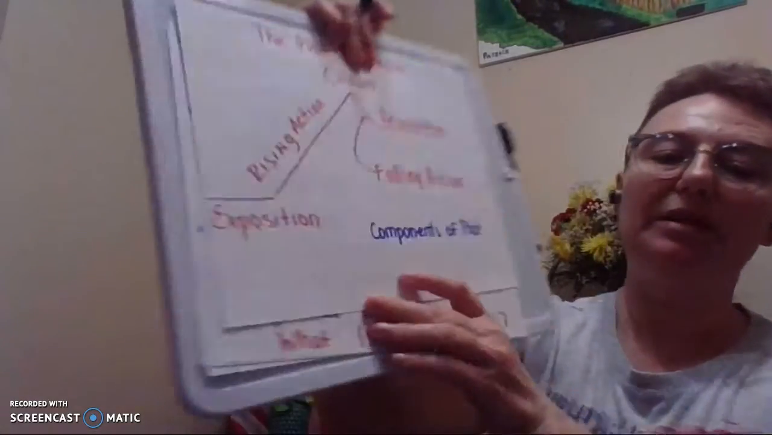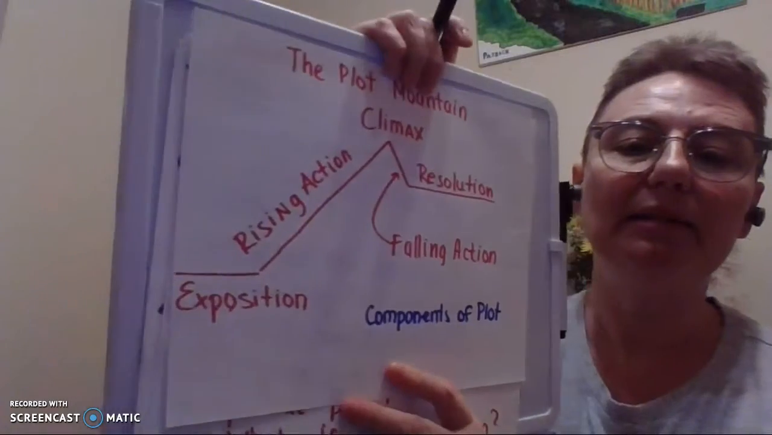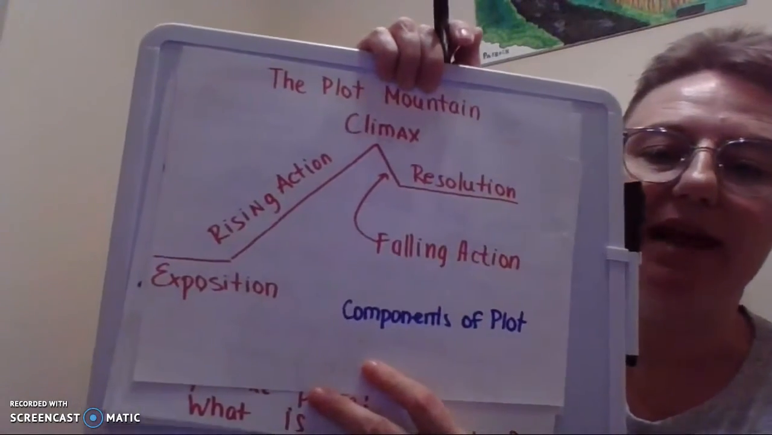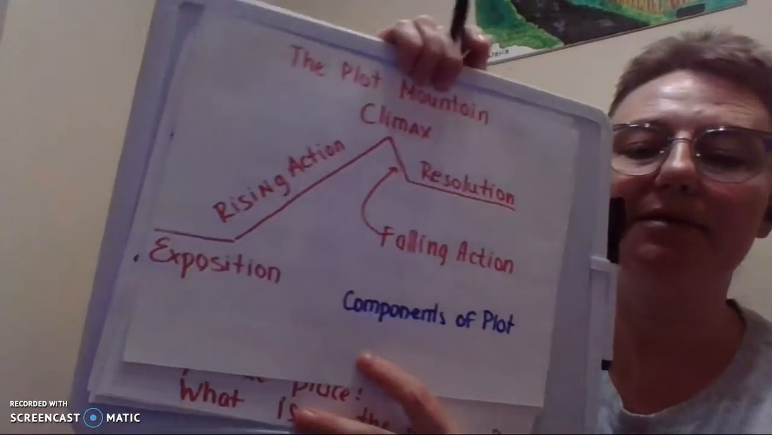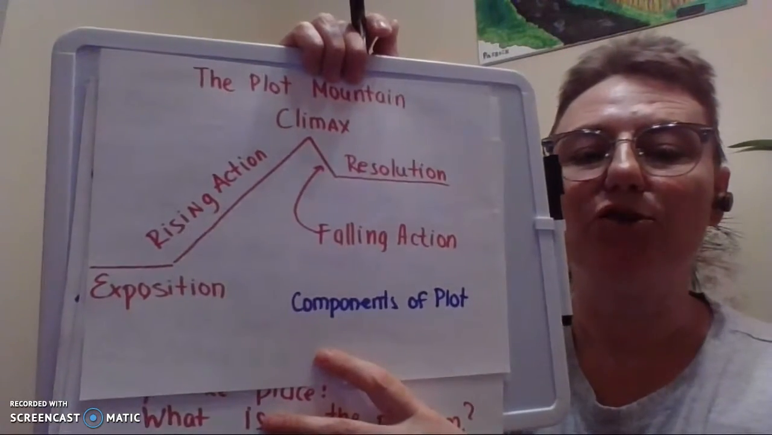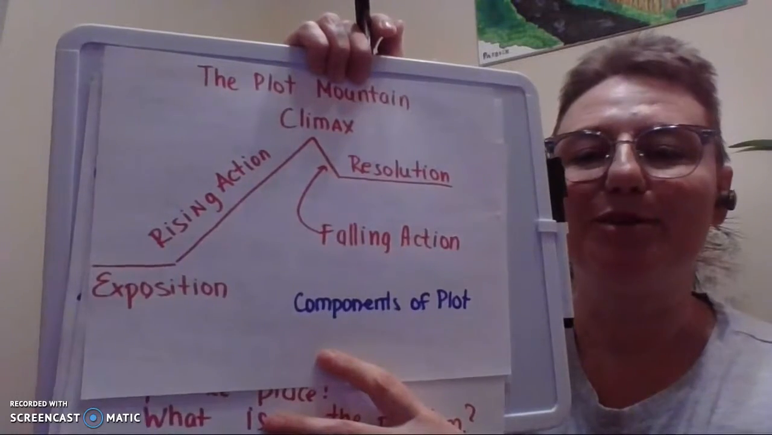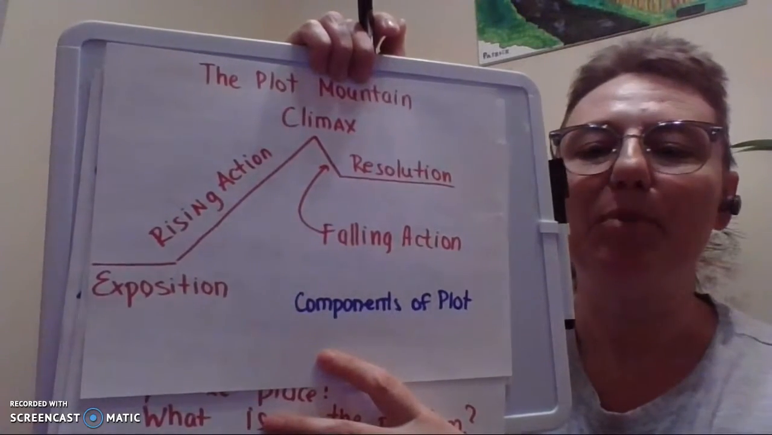One of the things that you may remember from middle school will be the Plot Mountain. The Plot Mountain works like this. There is the exposition of the story, the rising action, the climax, then the falling action, and the resolution. These are all of the components of plot. Well, you say, okay, what are those things?